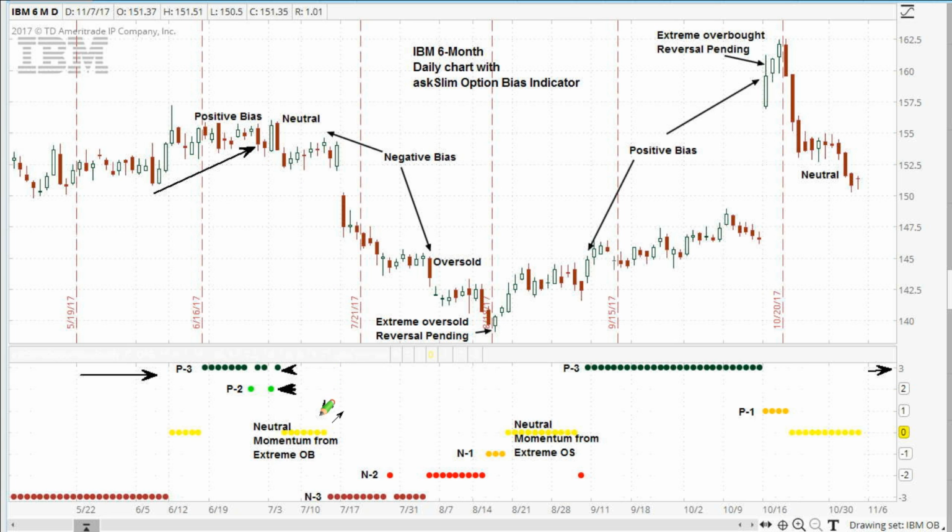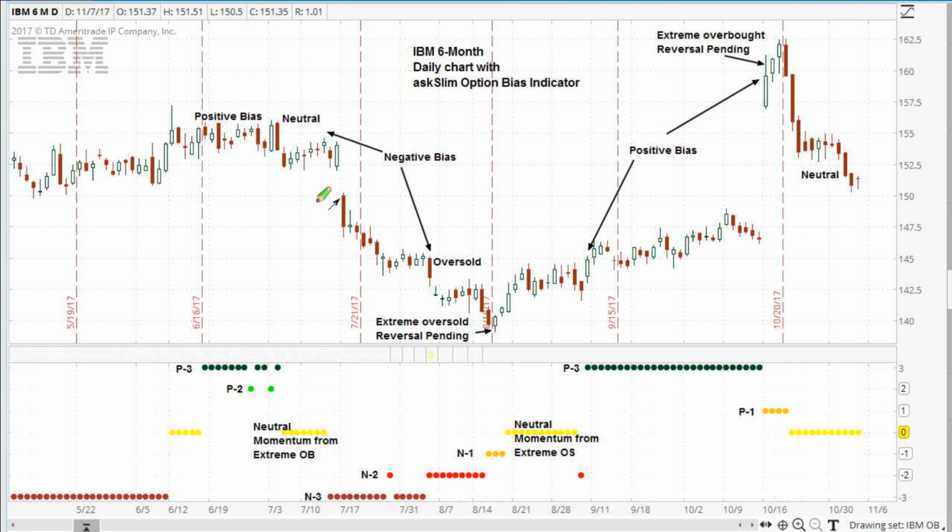Now, when it turns yellow is when it goes neutral. So you can see in here that you had a positive reading right there, and those were all positive readings, and it was a little bit overbought. And here is where you had a little decline, and it went neutral at that point. Then what happened after that was that you got into a period of negative bias.